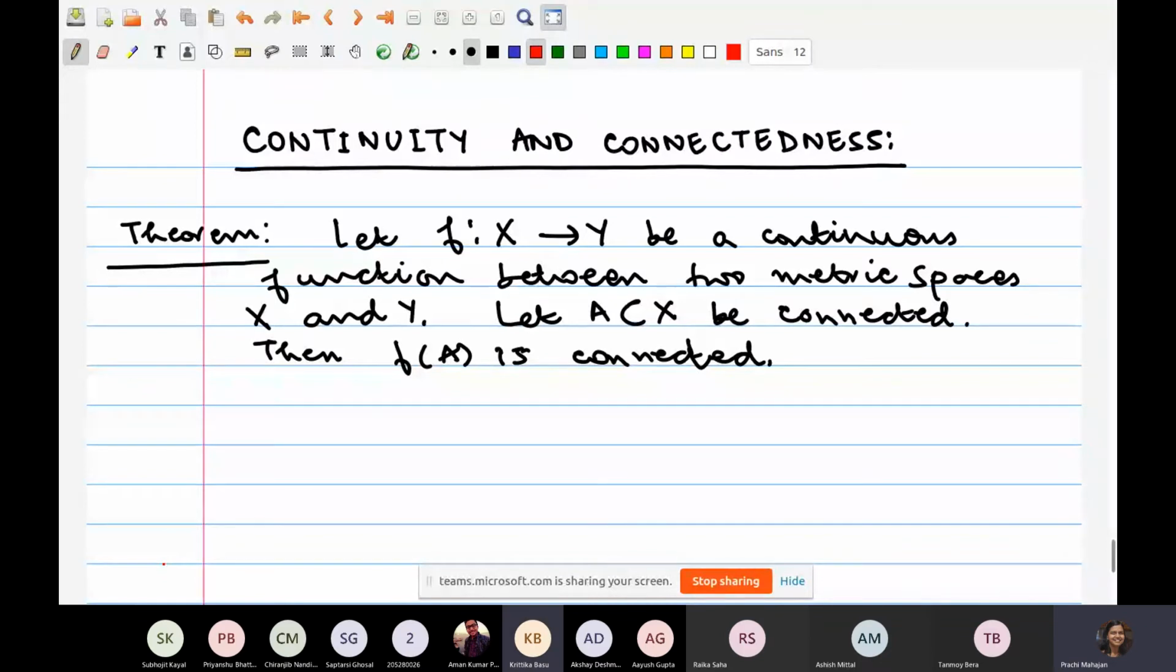Ma'am, all intervals are connected. Yes. And are there any? Yes. Good. Means the entire real line is basically connected. The entire real line is connected. Excellent. And all intervals are connected, whether or not they are open or closed doesn't matter. And these are precisely the only connected sets of the real line.